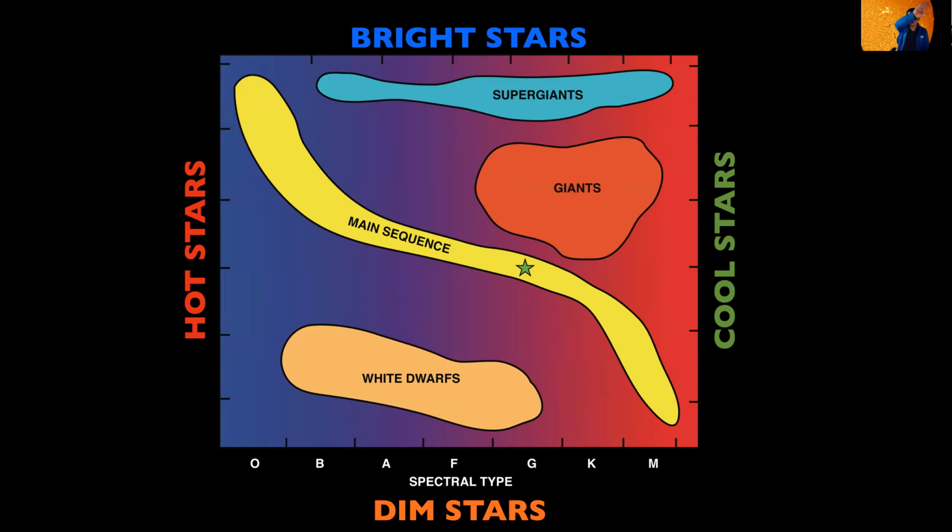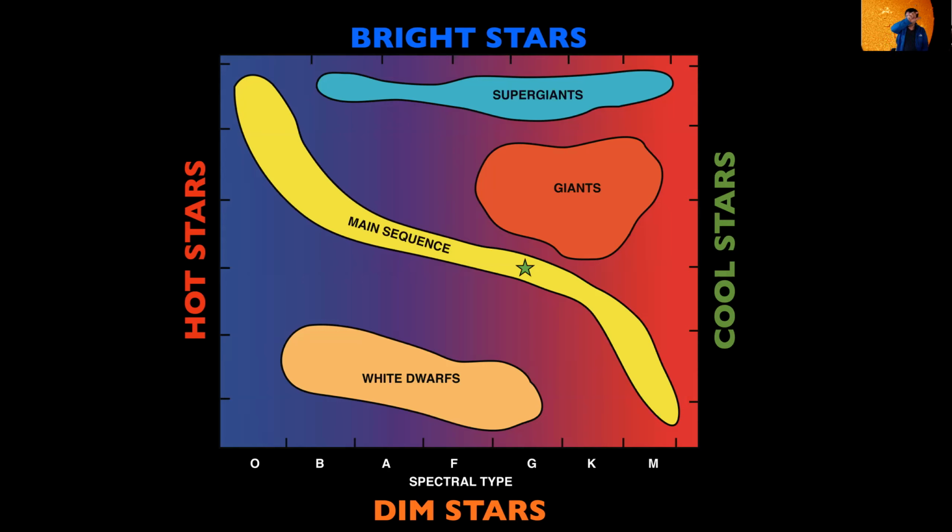Up near the top, there's a group of bright stars called the supergiants. In the upper right center, there's a group of stars that are called the giant stars. This is where what you and I call red giants live. In the bottom, there are very dim stars called white dwarfs. These are actually dead stars. Stars like the sun will die and become these types of stellar skeletons.